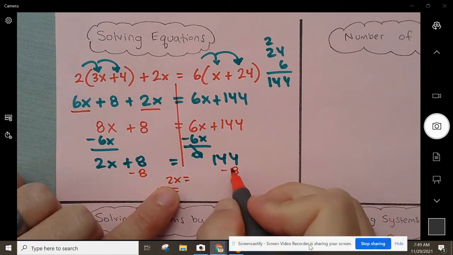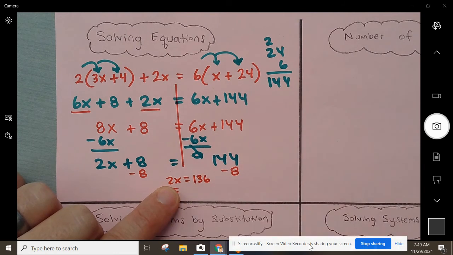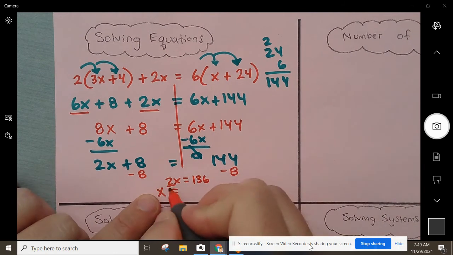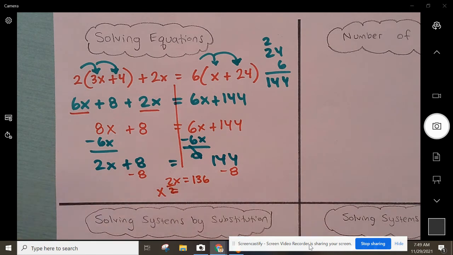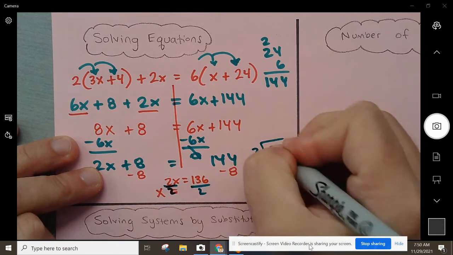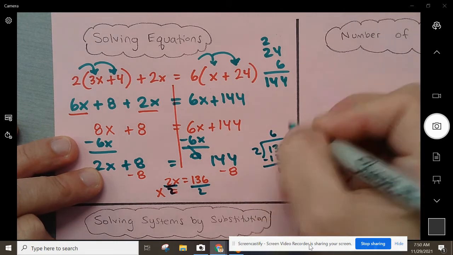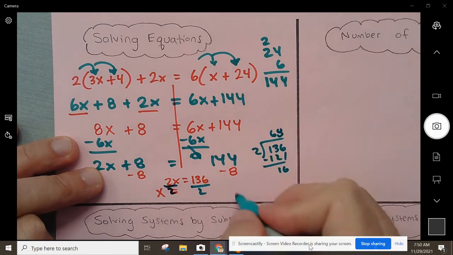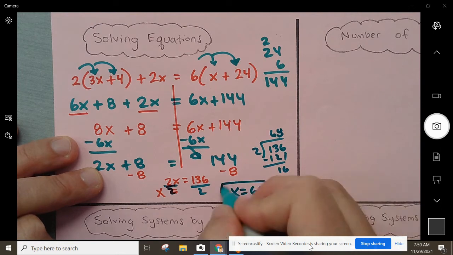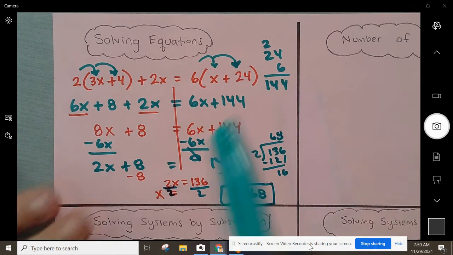2x equals 144 minus 8, which is going to be 136. Then you're going to finish it off by dividing by 2. It's kind of hard to see, but divide by 2 on both sides. 2 into 136 is going to be 68. x equals 68. Okay, that was a tough one. I didn't mean to give you that 24. That was my bad. It's all good.